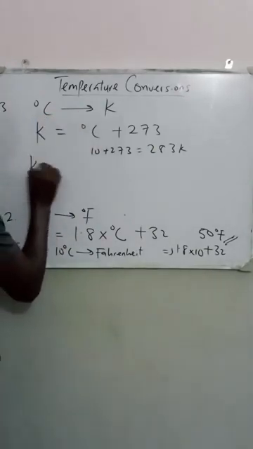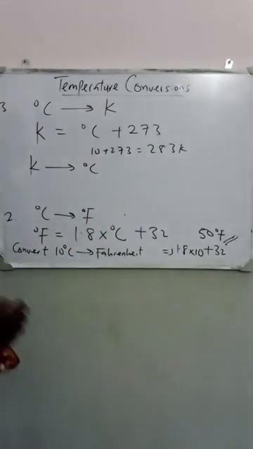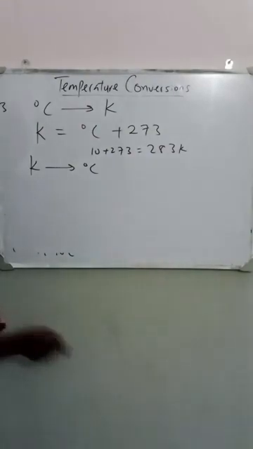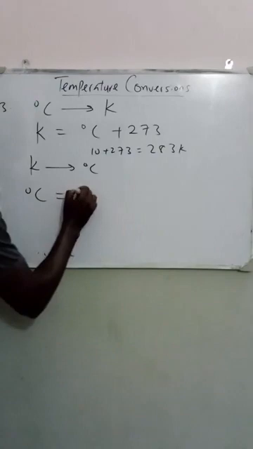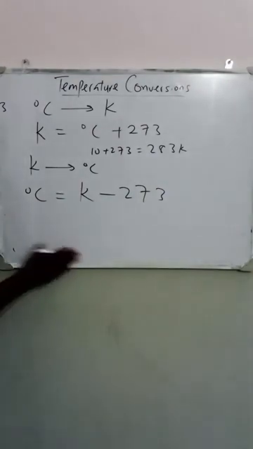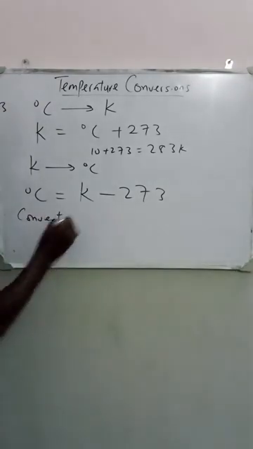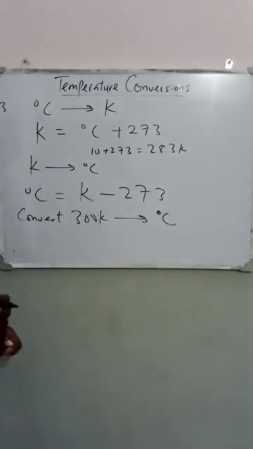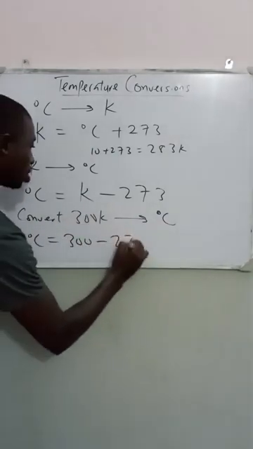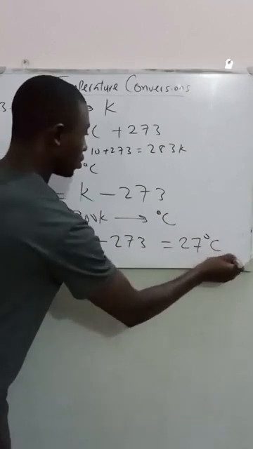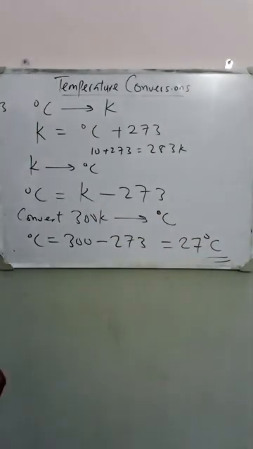Similarly, if I want to convert from Kelvin back to Celsius, I'll make use of the formula that says the temperature in degrees Celsius is equal to the temperature in degree Kelvin minus 273. For example, if I want to convert 300 Kelvin to Celsius, I'll make use of the formula: 300 minus 273. And this will give us 27 degrees Celsius. So that's how to convert from Celsius to Kelvin and also from Kelvin to Celsius.